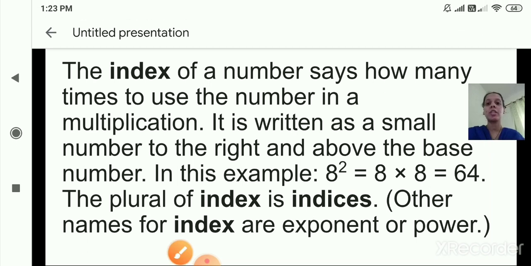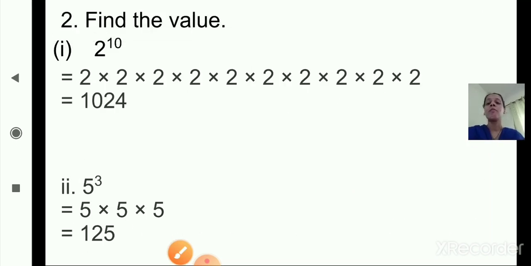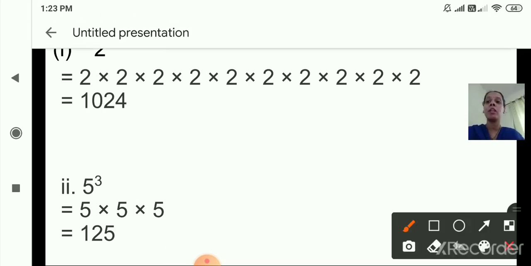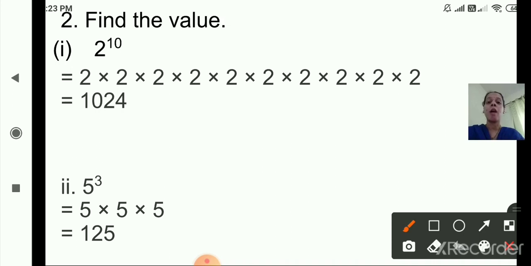Now we'll start. Find the value. How to find out the value? As you can see here, 2 raised to 10 means 2 you will multiply 10 times. So 2 multiplied by 2, 10 times. After multiplication you will get the answer, that is 1024. So in this way you will find the value. You will see the index, that is the number, and that many times you will multiply the base which is given.